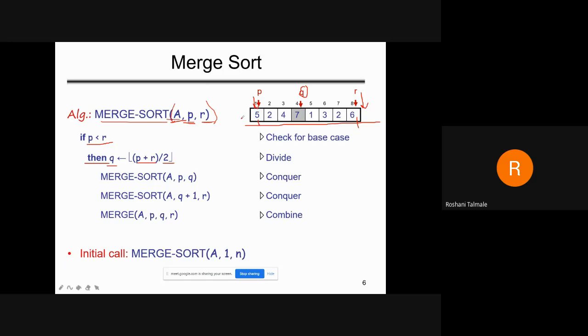So what is the concept of merge sort? It is divide and conquer. First, we will divide this complete array into two sub arrays. So how will you calculate the two sub arrays? If P is less than R, then the value of Q is (P plus R) divided by 2. So this is the fourth value you will get. Then this is the recursive method that we have to apply.